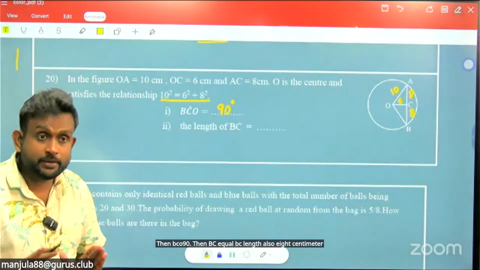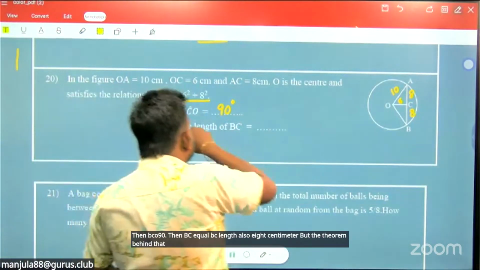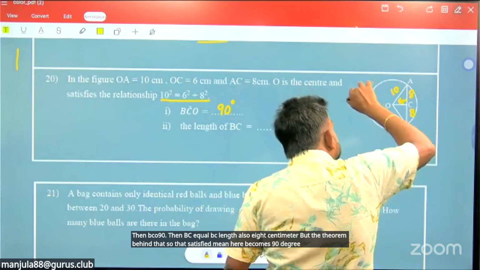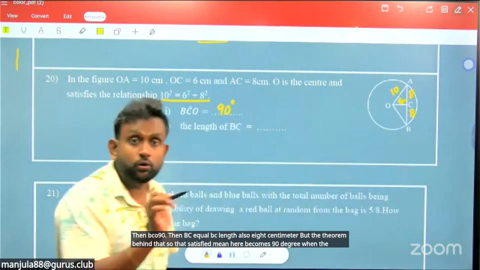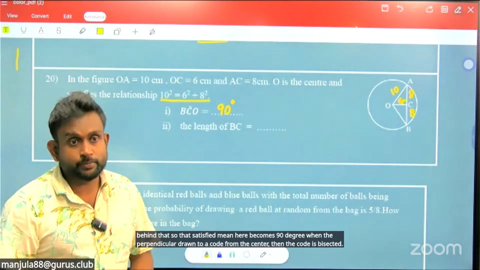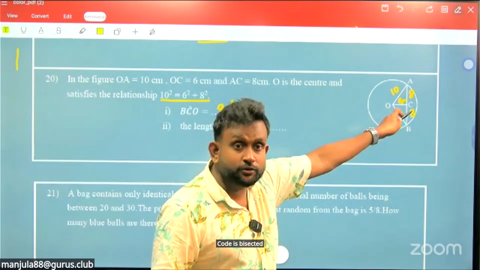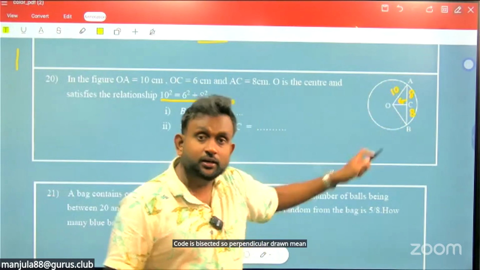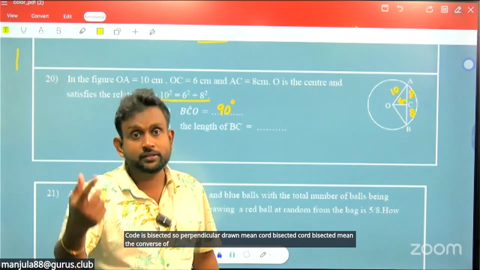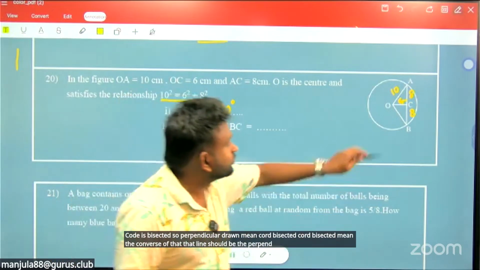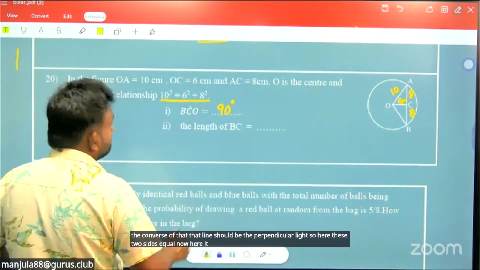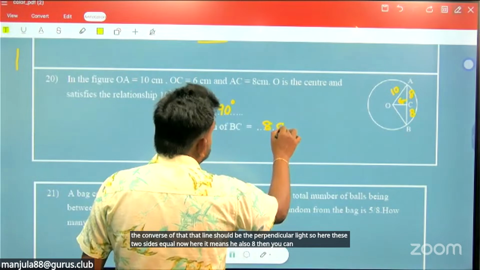What is the theorem behind that? That satisfied means here it becomes 90 degrees. When a perpendicular is drawn to a chord from the center, the chord is bisected. Chord bisected means, conversely, that the line should be the perpendicular line. So these two sides are equal now. Here 8 means here also 8. Then you can take BC as 8 centimeters.